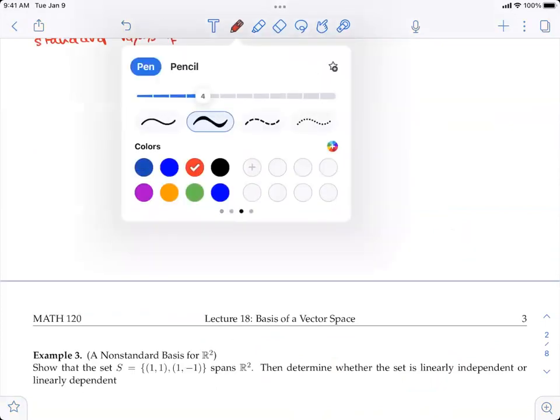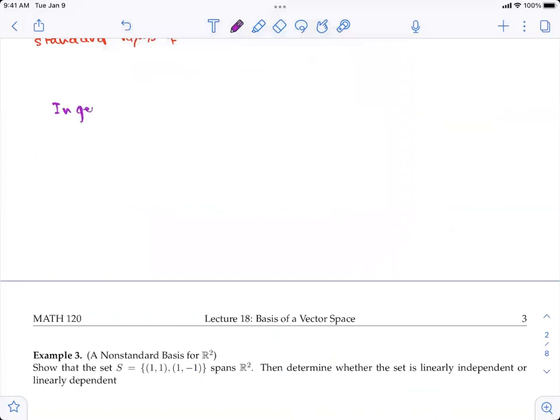in general, the set S consists of the standard unit vectors (1, 0, 0, ...), (0, 1, 0, ...).